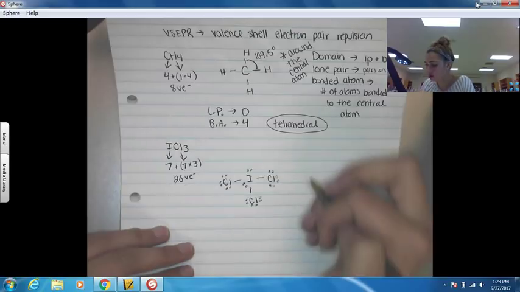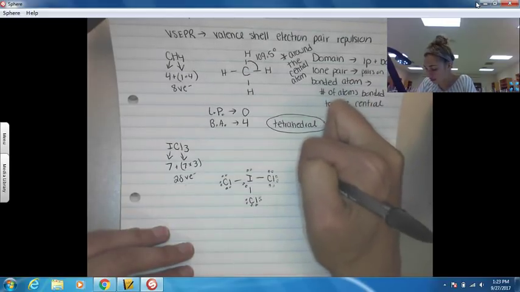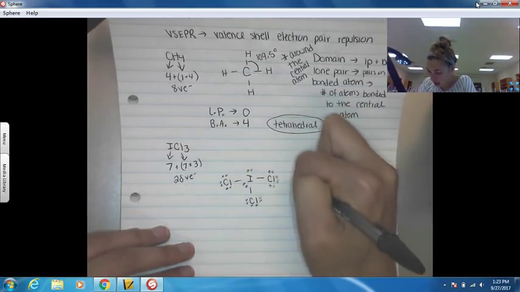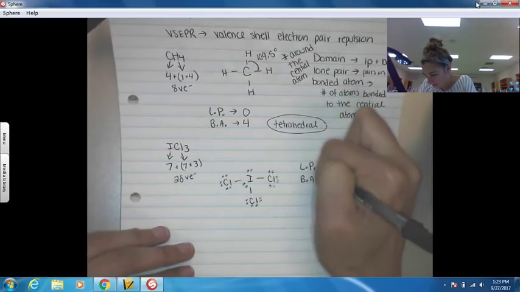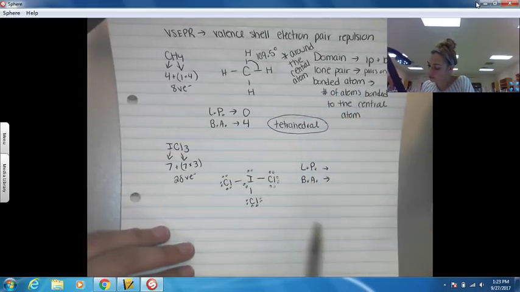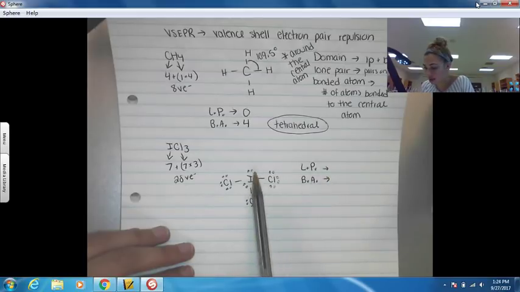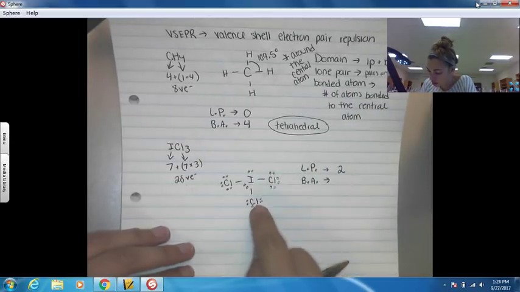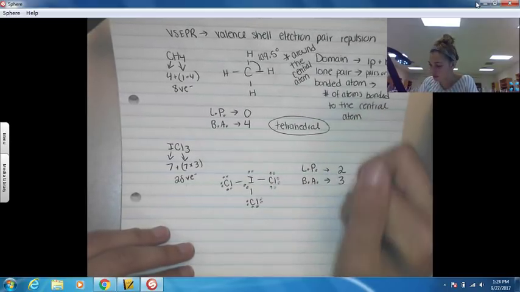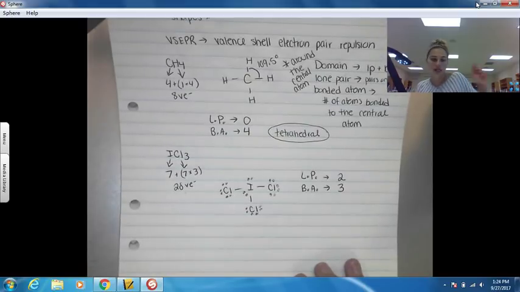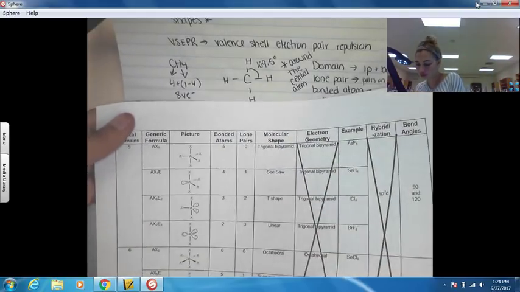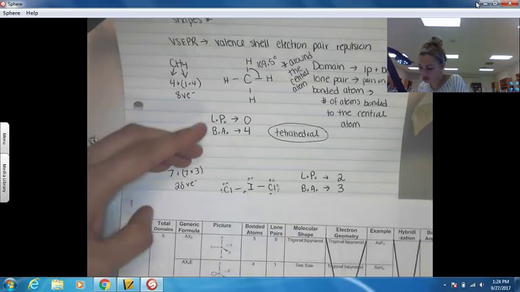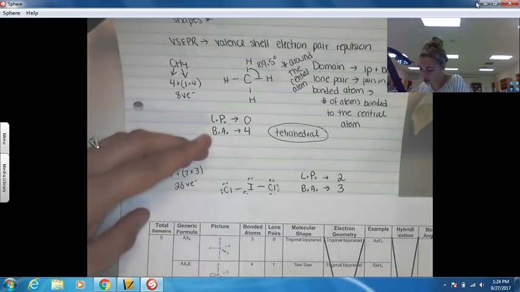Now we want to do the same process. We need to figure out the number of lone pairs that are present and the number of bonded atoms that are present. So again, I'm looking just at the central atom. There's 1, 2 lone pairs, and there are 1, 2, 3 bonded atoms. So like I said, until you have this memorized, you are more than welcome to use your chart. So I am looking for 2 lone pairs and 3 bonded atoms.